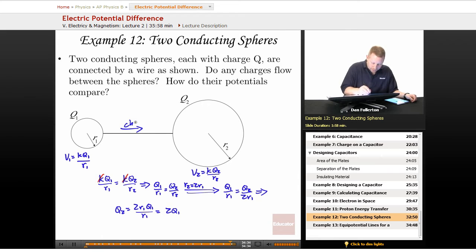So our charge must be flowing that way. We'll have charge flowing from Q1 to Q2. How do their potentials compare? They got to be equal.